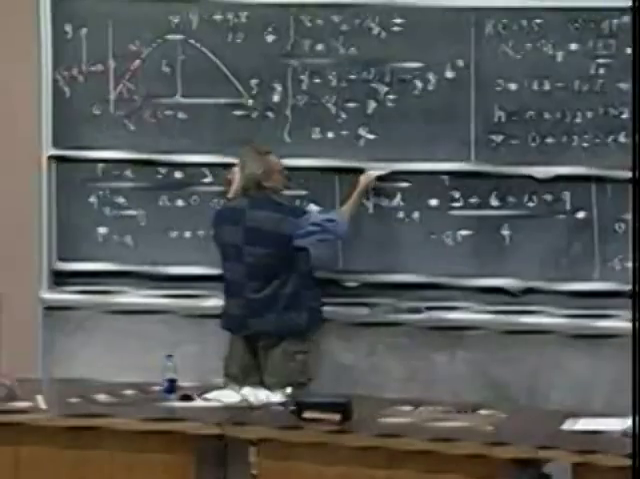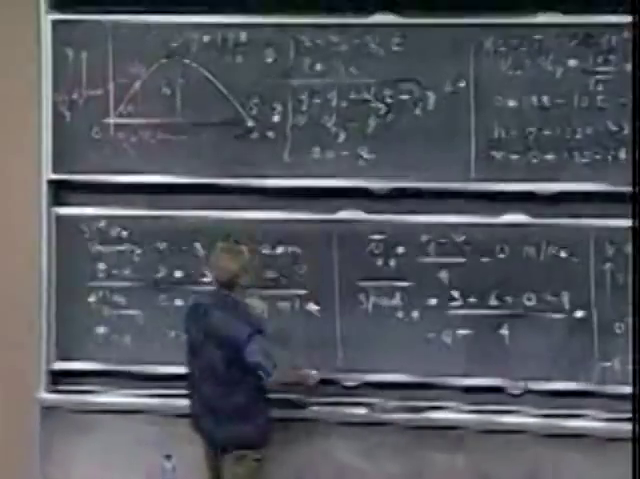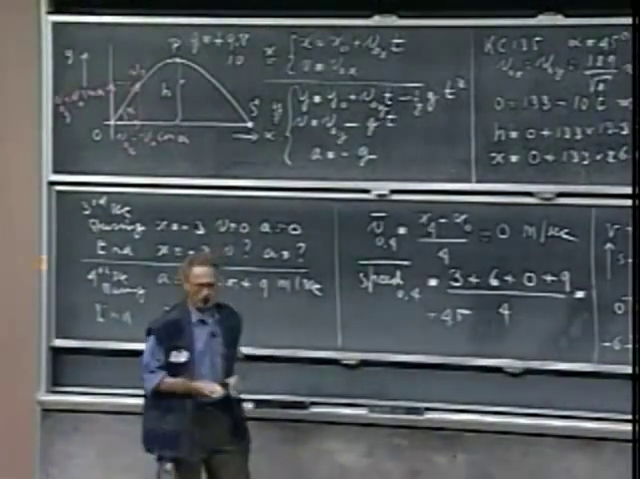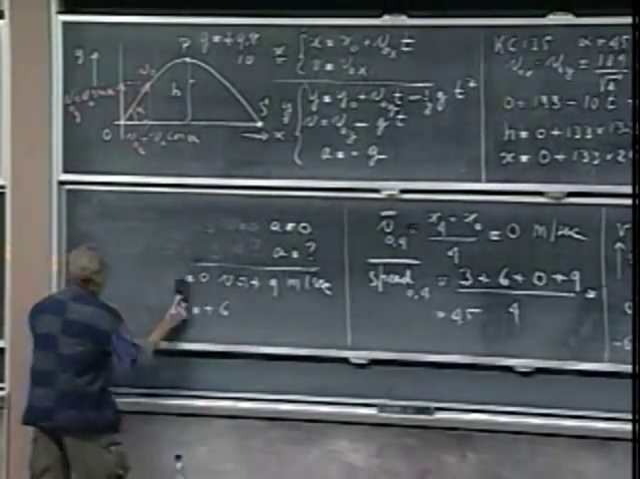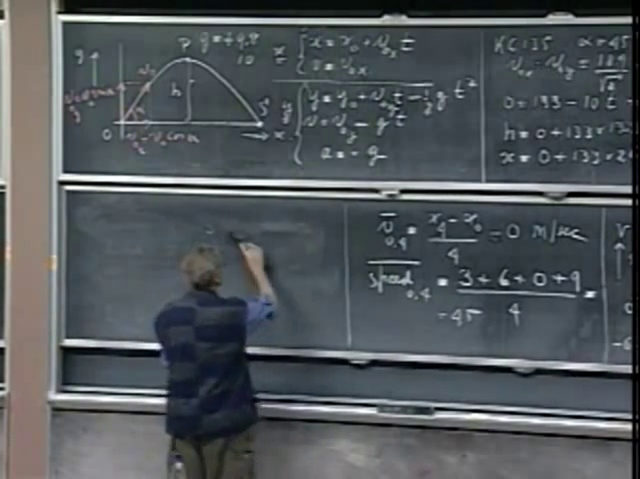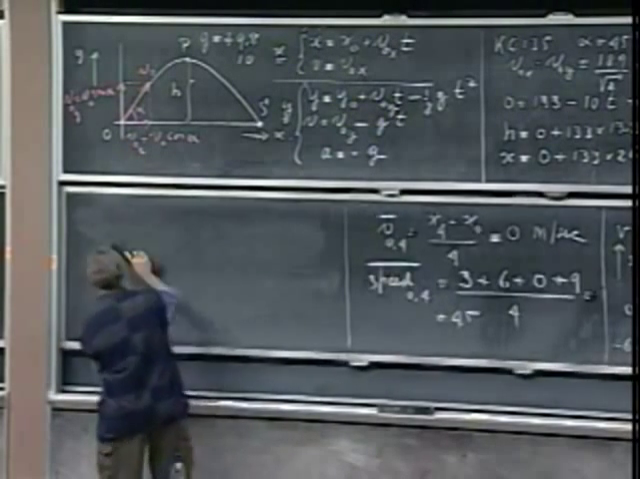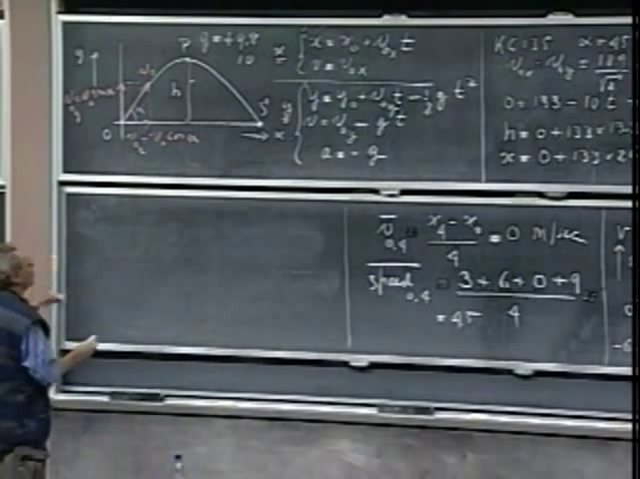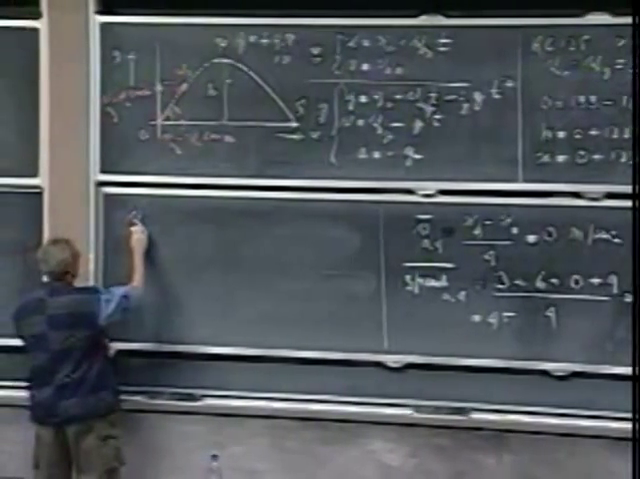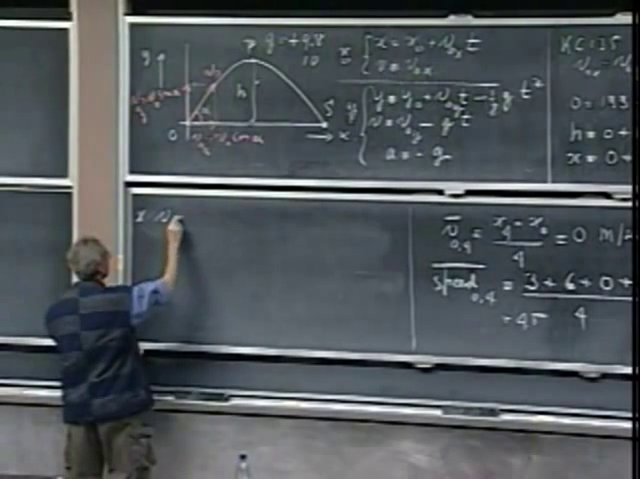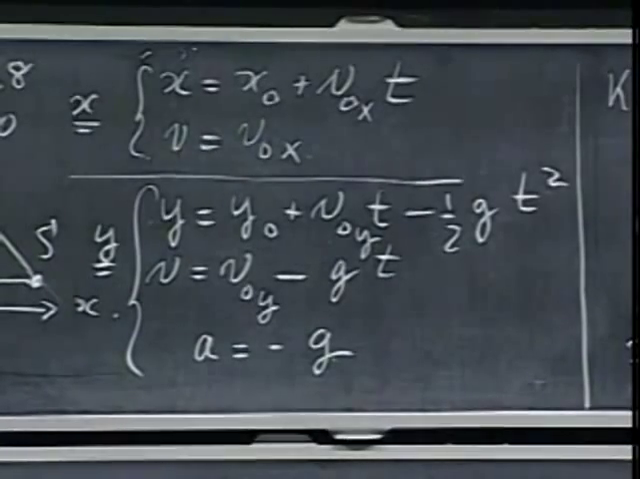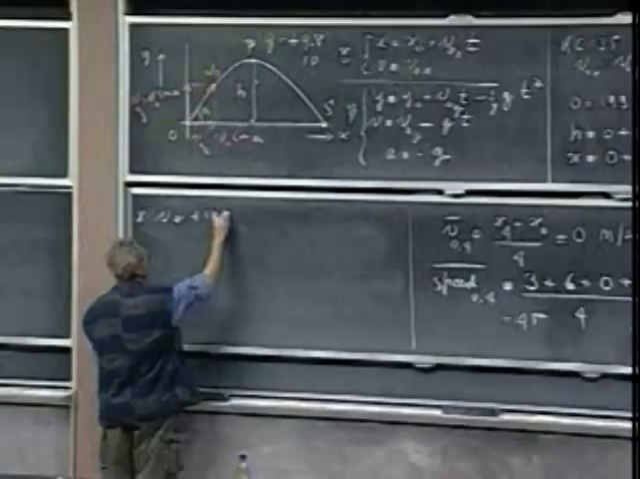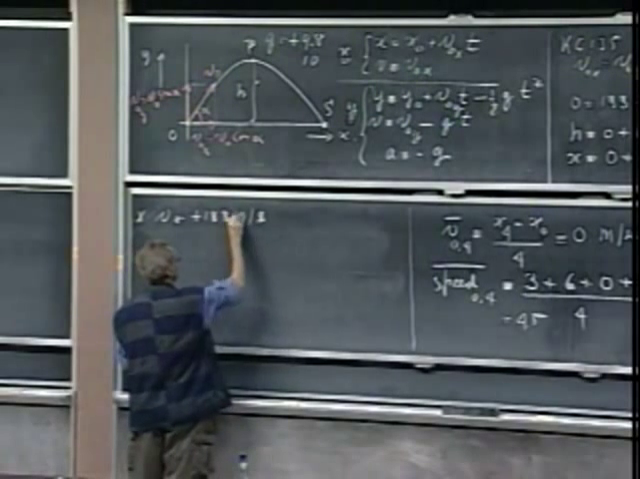I want you to appreciate, however, that I could continue to think of this as two one-dimensional motions, and I can therefore calculate what the velocity in the x direction is at S, and what the velocity in the y direction is at S. So what is the velocity in the x direction at point S? I go to the second equation there. That is V0x. That is plus 133 meters per second.